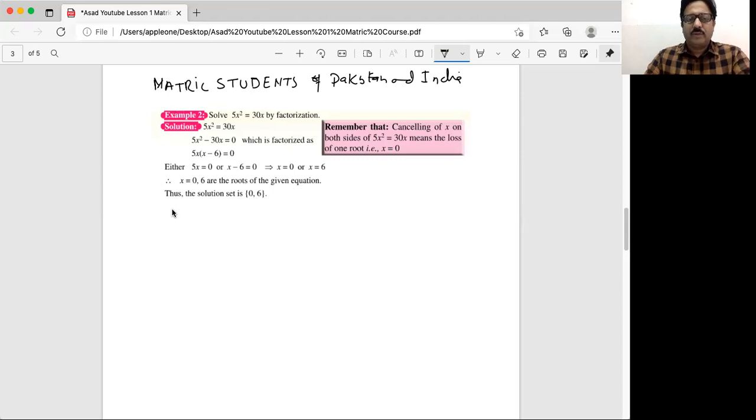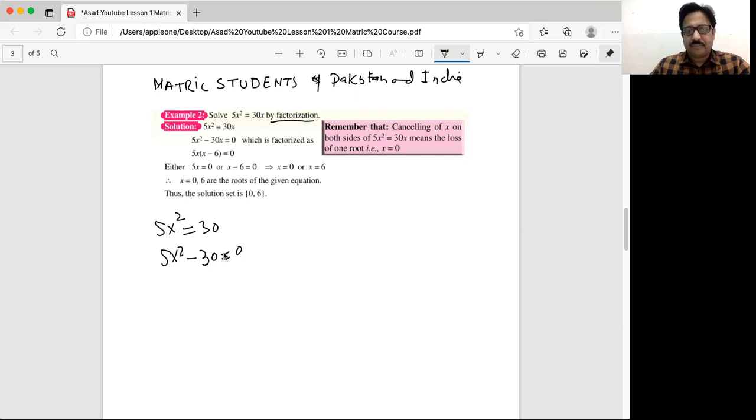Okay, now there's another example. They say solve this by factorization. We are given 5x squared equal to 30. And we are solving this equation using the factorization method. So now see here, I will bring 30 here: 5x squared minus 30 equal to 0.